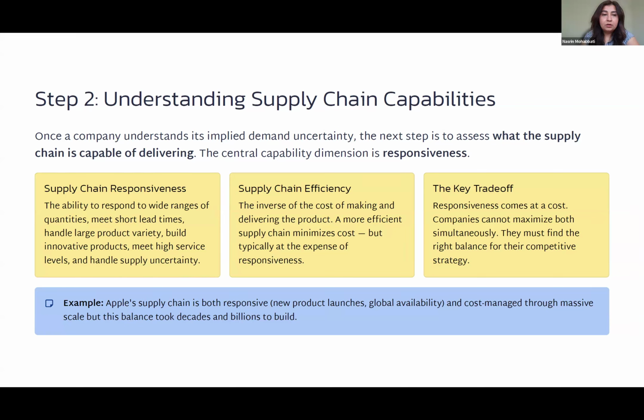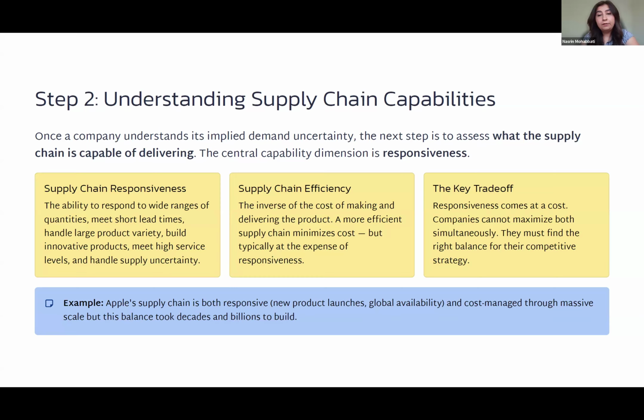A responsive supply chain is a supply chain that can offer large quantities or different ranges of quantities of products. It can meet short lead times. It can handle various product variety. It can have innovative product offerings, and it can meet high service levels, the level of availability of the products, and therefore be able to handle the uncertainty around these topics.